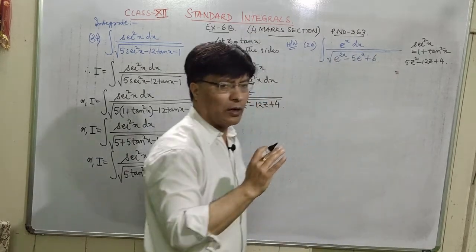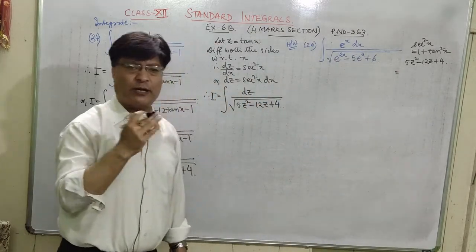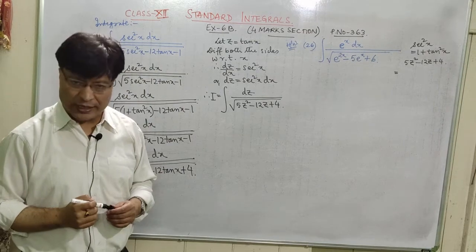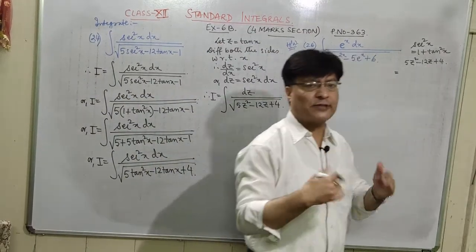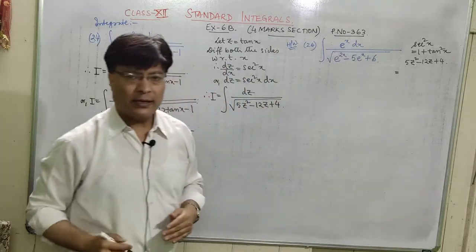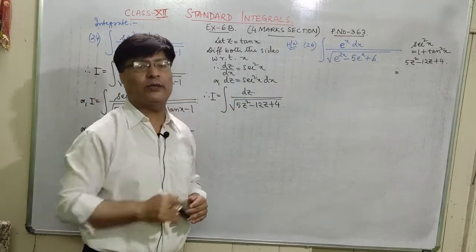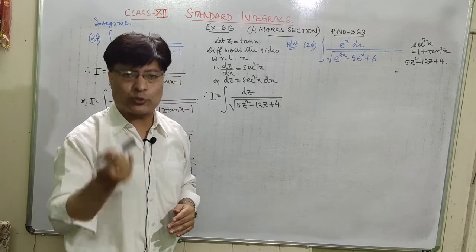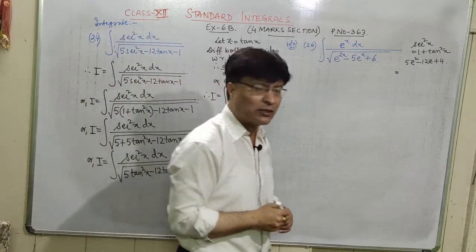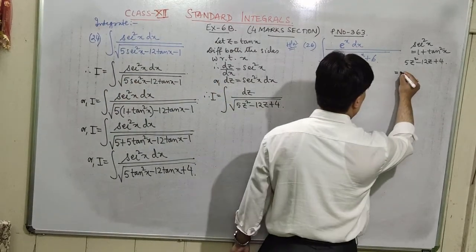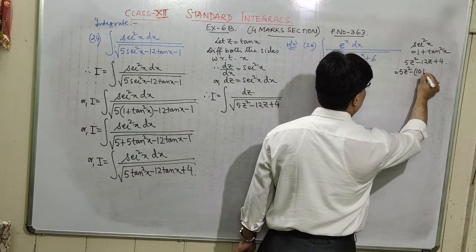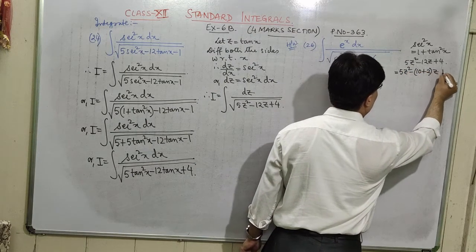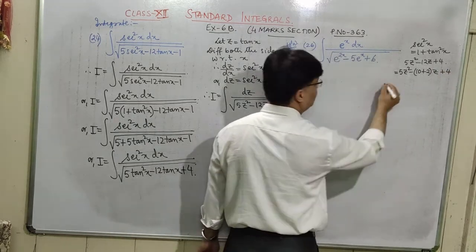So 5 4s are 20. If you multiply the two numbers, you should get 20, and after adding, since before 4 there is a plus sign, you should get 12. So 10 2s are 20, and 10 plus 2 is 12, right? So here you can write 5z square minus, within bracket, 10 plus 2 into z plus 4.